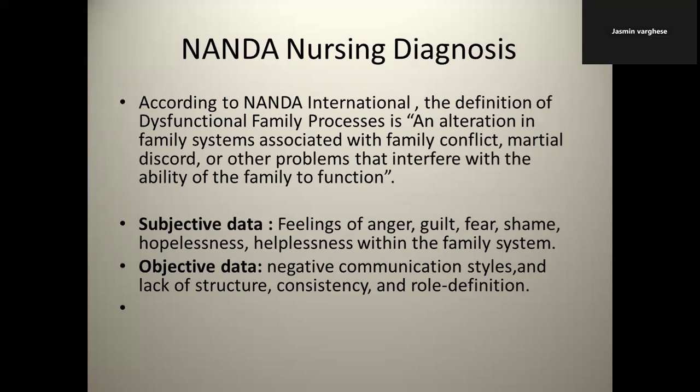According to NANDA International, or NANDA-I, the definition of dysfunctional family process is an alteration in the family system associated with family conflict, marital problems, and other problems that interfere with the ability of the family to function. What kind of subjective data can we observe in this condition? Feelings of anger, guilt, fear, shame, hopelessness, and helplessness within the family system. And what you can observe, the objective data, includes negative communication styles and lack of structure, consistency, and role definitions.